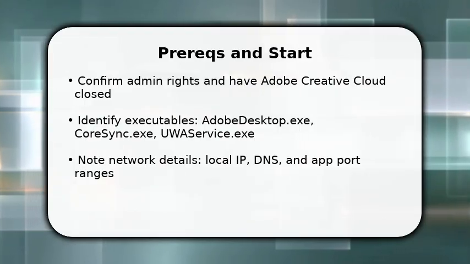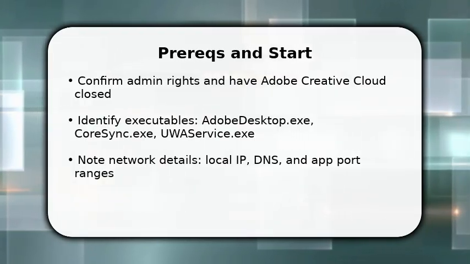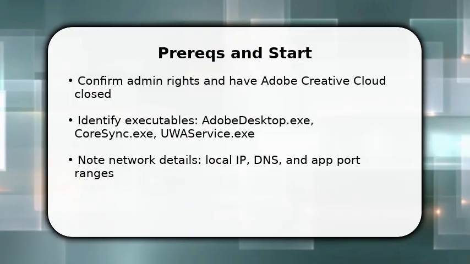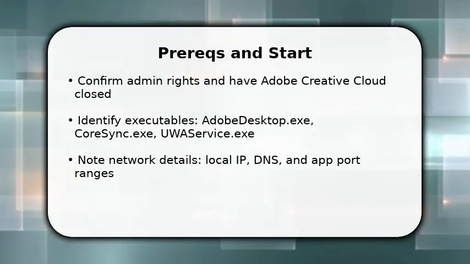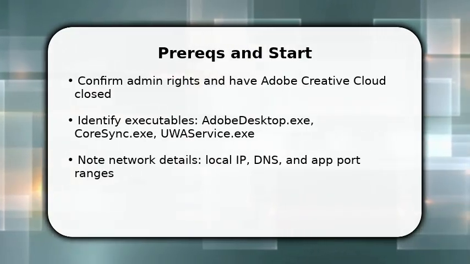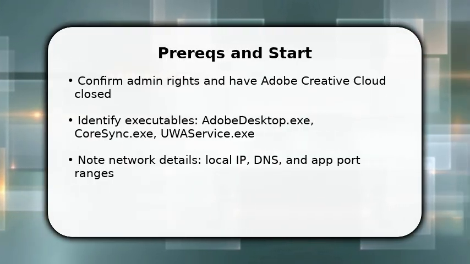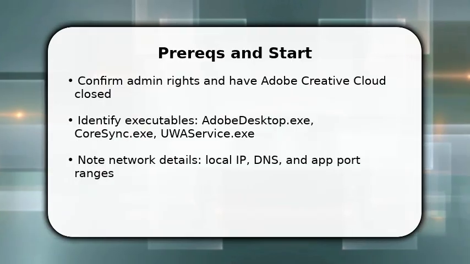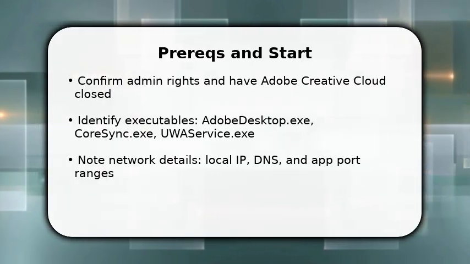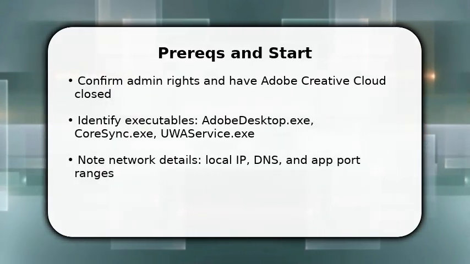Once done, gather executable paths and service names like Adobe Desktop.exe and Core Sync.exe because you will block them directly. Make sure to note whether you need outbound or inbound blocks. For Creative Cloud, outbound rules are primary. This saves time and prevents temporary re-enabling by the apps.